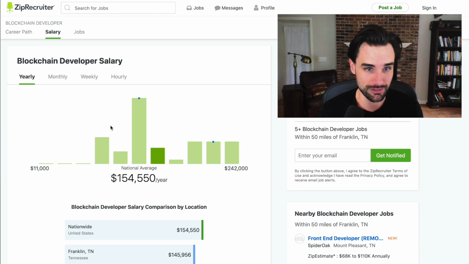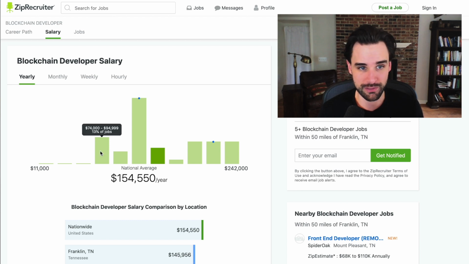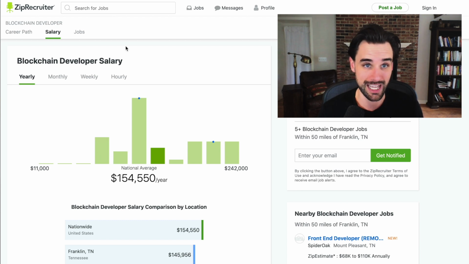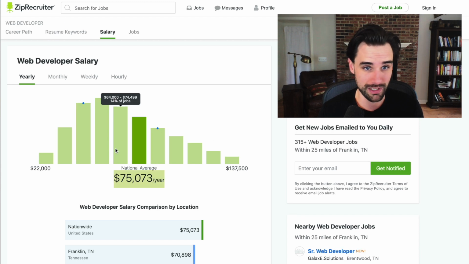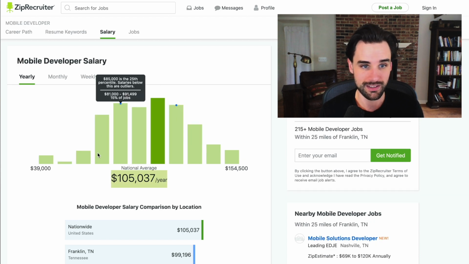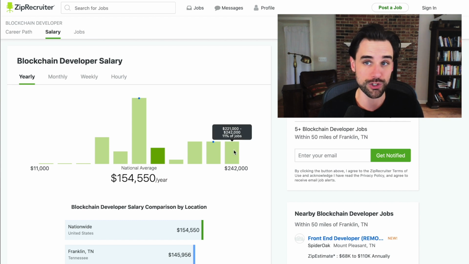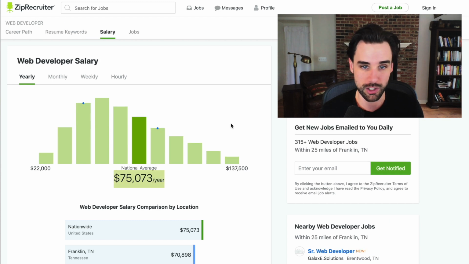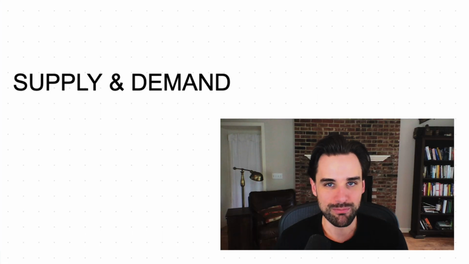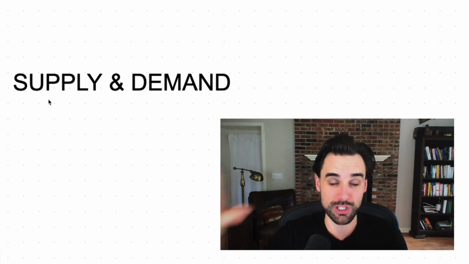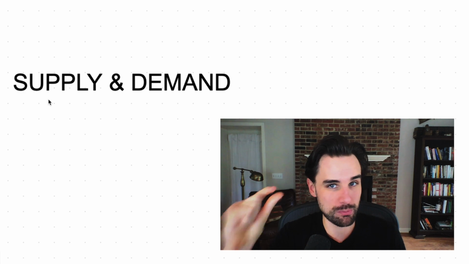Let's look at entry level, okay? Only about 15% of jobs in blockchain are less than 100K per year. But with mobile and web, it's a ton. And also upward mobility: the high end of blockchain jobs are over $220,000 per year, and you don't even see those numbers register on mobile or web. So why is that? Well, it's basic economics. It's supply and demand. There's a huge demand and a relatively small supply of blockchain developers. So if you want to earn a six-figure income, you have to be worth six figures.